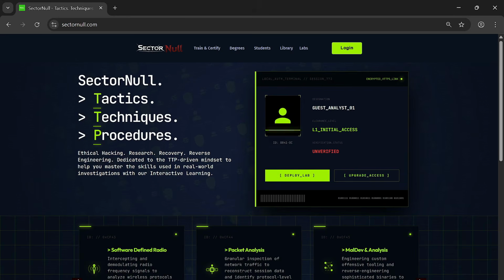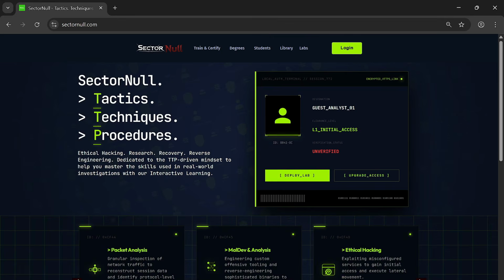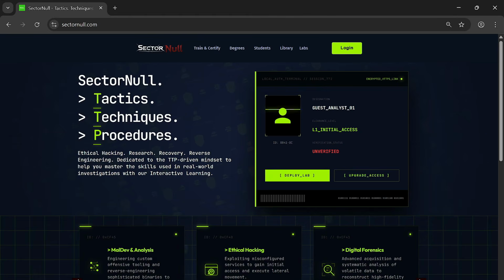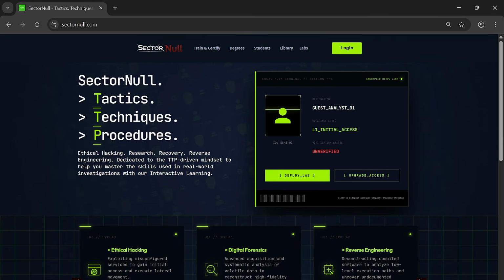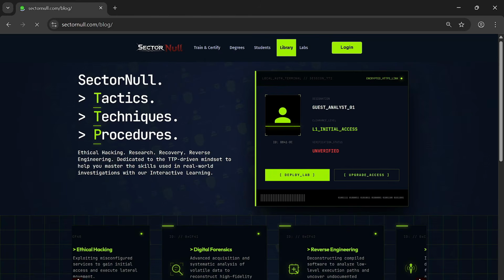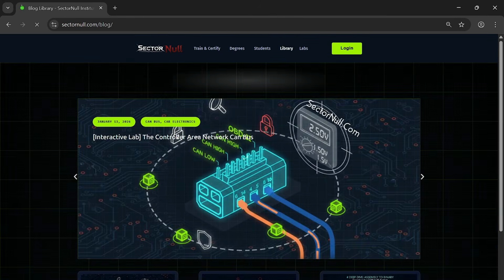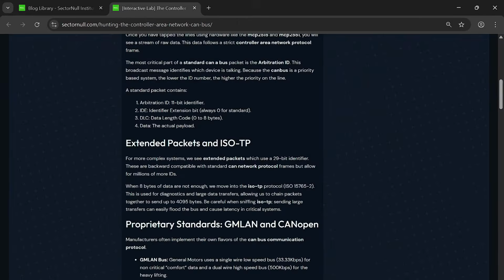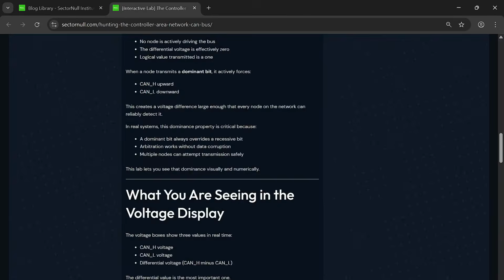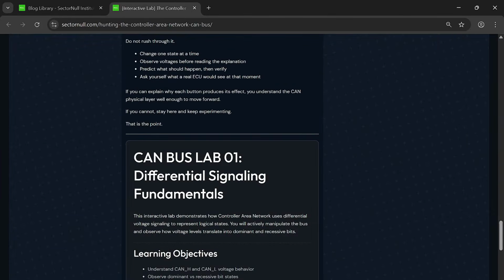Now we are going to slow things down and do this properly. Everything we discussed about the CAN voltages becomes real here. This is not theory anymore. This is exactly how I teach engineers when they first touch a live vehicle bus. On the screen, we will go to our tactics, techniques, and procedures lab, where I have published a new lecture. You can also read it there, but if you are watching this lecture, you will learn more from it here.